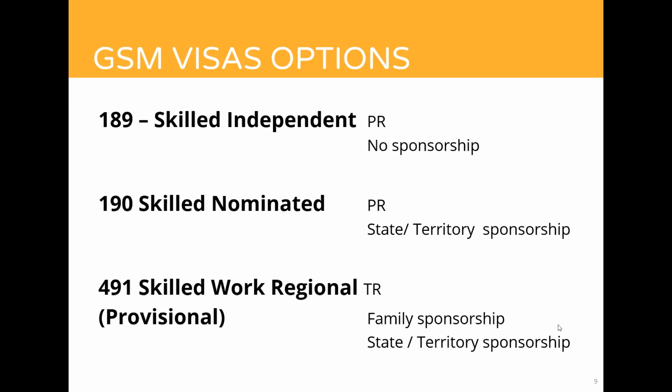And the final visa available is the 491 Skilled Work Regional Provisional Visa. It is a temporary 5-year visa where the holder will live, work and study in a designated regional area for at least 3 years. And that visa can lead to permanent residence through the 191 visa category, which will come into effect in November 2022.